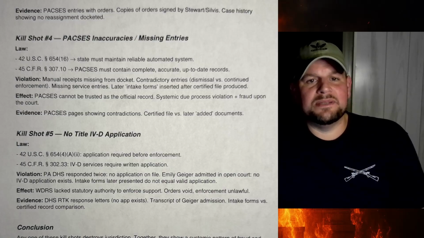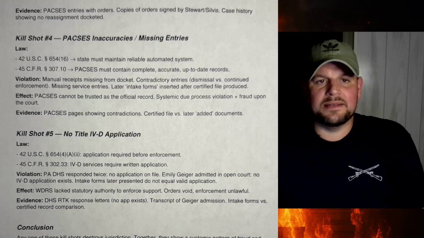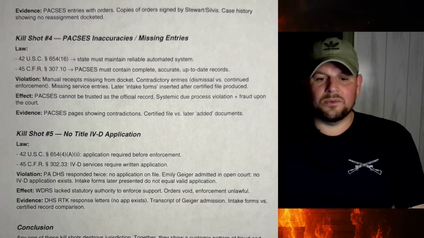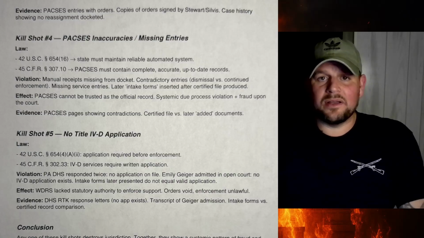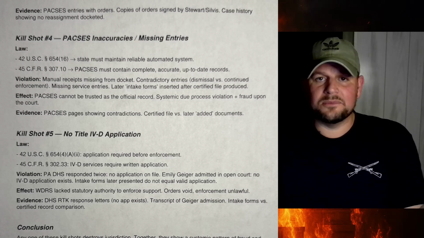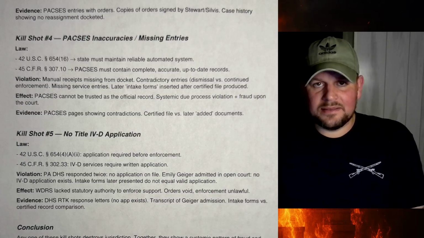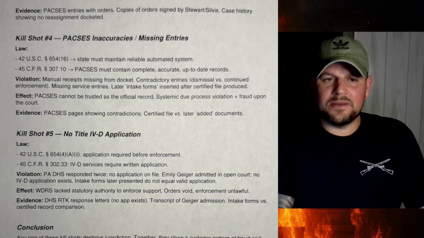PACS inaccuracies, missing entries. So this is something I didn't really get into with you guys yet. But I do have piles of papers from the PACS history report. And I do have all the orders, whatever they gave me. And it shows a lot of the orders that I have are not entered on the PACS docket, which they're supposed to be. A lot of orders on the PACS docket lack actual physical orders. I don't have them. They're not available.